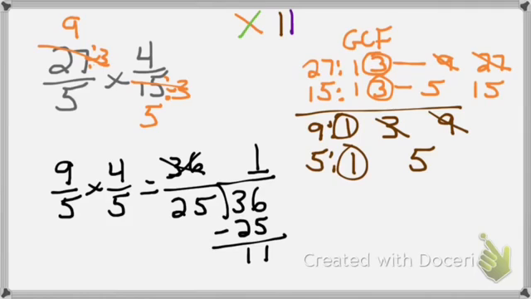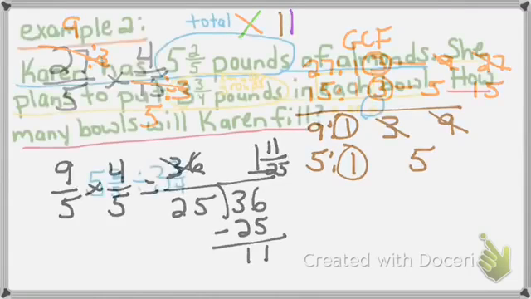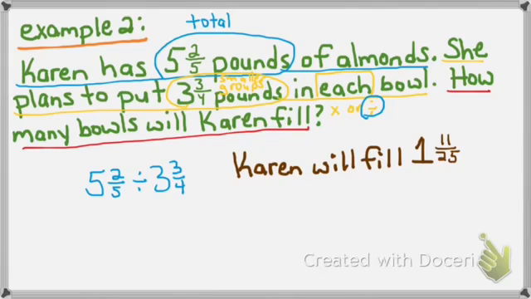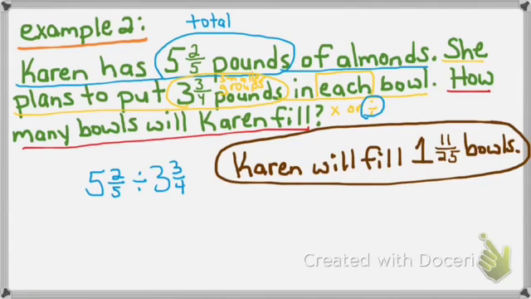There's nothing to bring down, so I'll write my remainder as a fraction. My remainder becomes my numerator. My divisor of 25 becomes my denominator. I have 1 and 11/25, and I'm going to go ahead and put that back into my original problem. This is a word problem, so I need to go back and put my sentence into an answer using the correct unit. The question says, how many bowls will Karen fill? So Karen will fill 1 and 11/25 bowls, and that's my final answer.